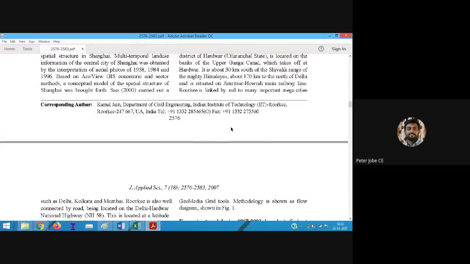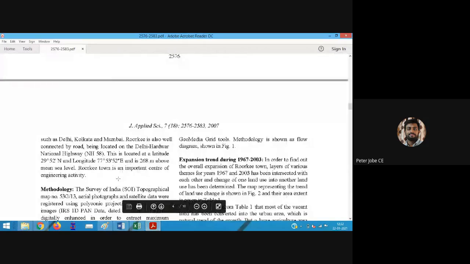And they have also mentioned the various facilities that are available in Roorkee and how they are linked to other railway lines and other transportation facilities. The location is also given with the latitude and longitude, and the height of Roorkee town above mean sea level is also given.